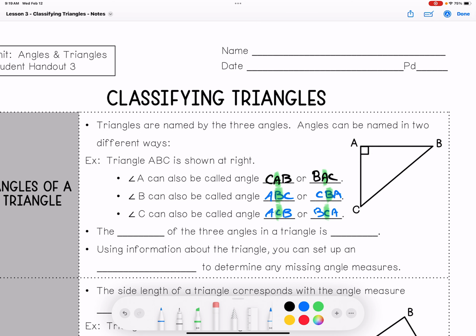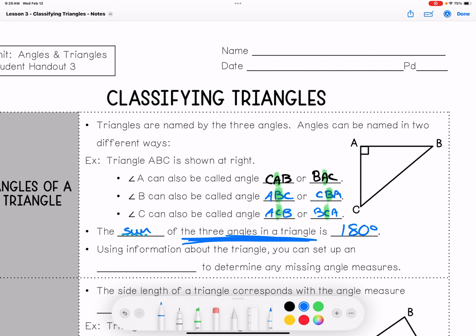Now, excuse me. The sum of all 3 angles in a triangle is 180. Every day, all day.